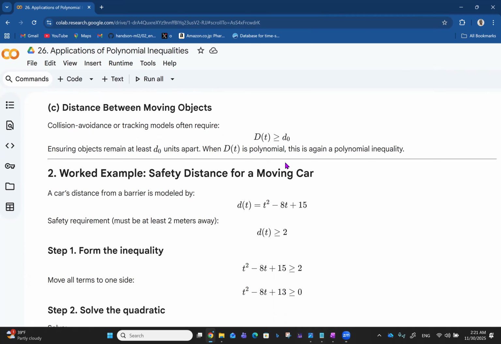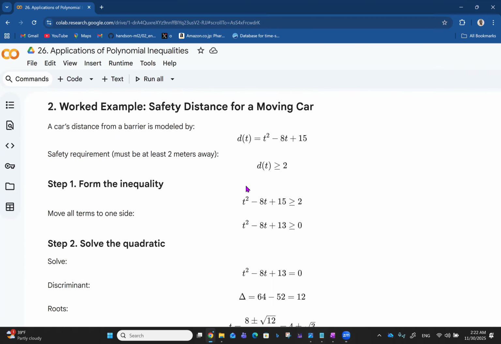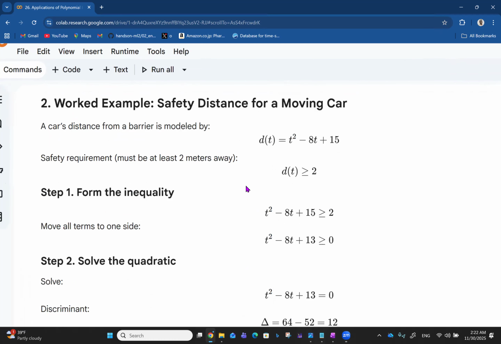When d of t is a polynomial, this is again a polynomial inequality, okay? So you want to avoid collision. You want to be sure that the distance between objects is greater than or equal to a baseline distance to avoid a possibility of collision. So let's look at a worked example involving safe distance for a moving car.